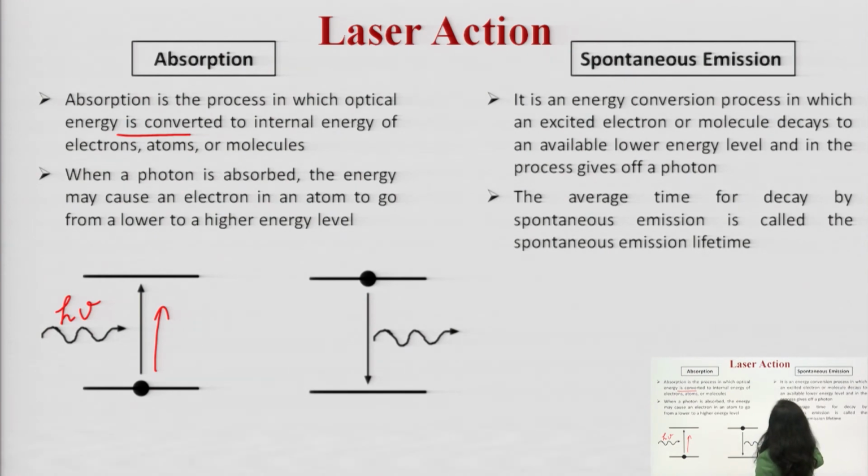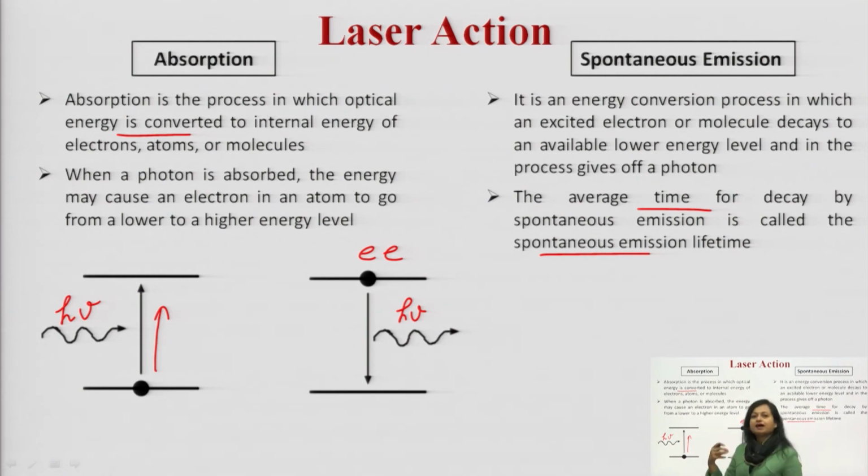Second is the spontaneous emission. What is this? In this particular case, this is the excited electron. So here, when the excited electron decays to the lower energy, it gives off a photon, and the average time for decay is known as the spontaneous emission lifetime, because that excited electron will be in a higher energy state for a short time, and then afterwards it returns back to the lower energy by emitting a photon.